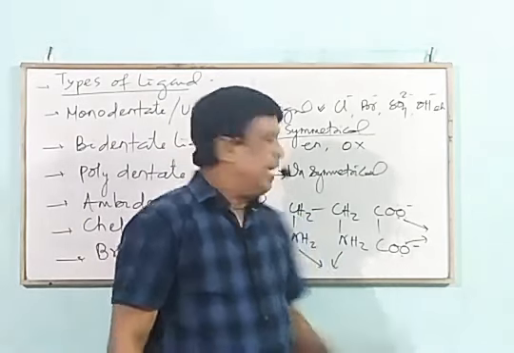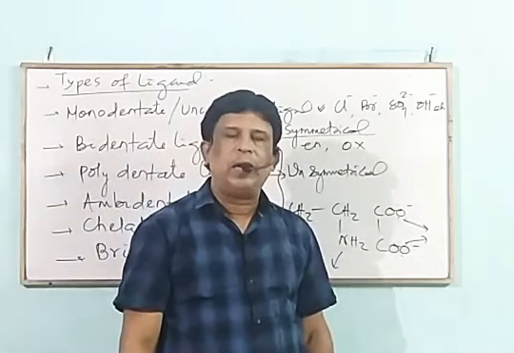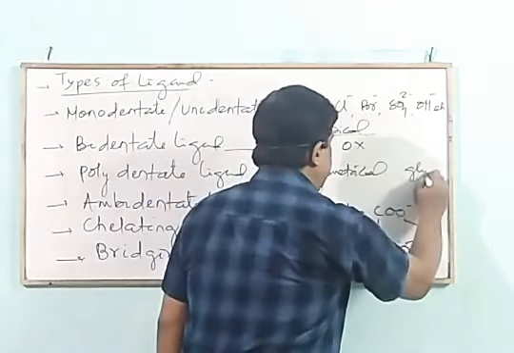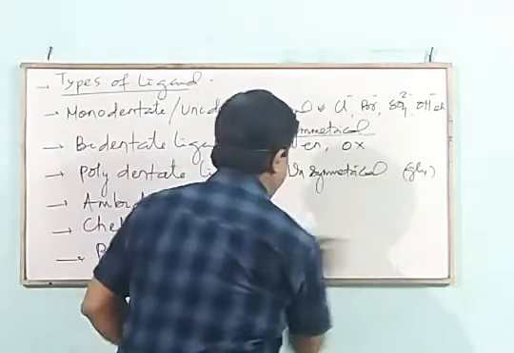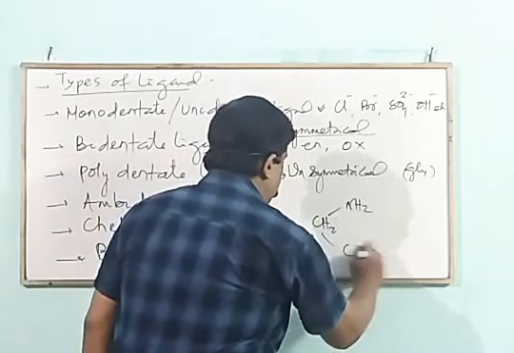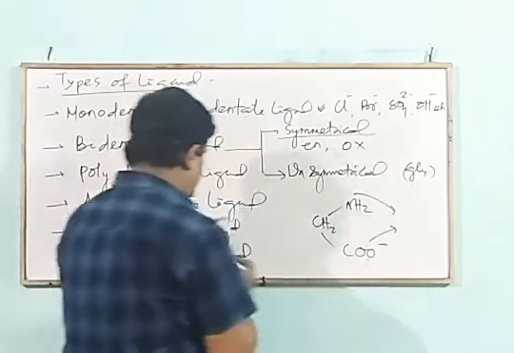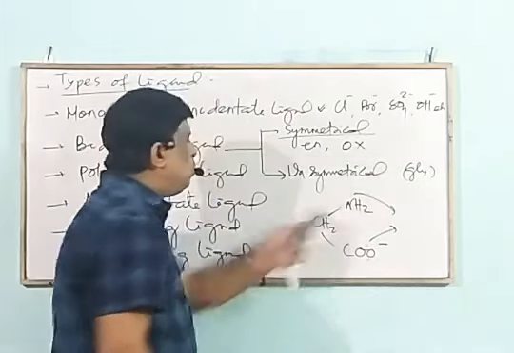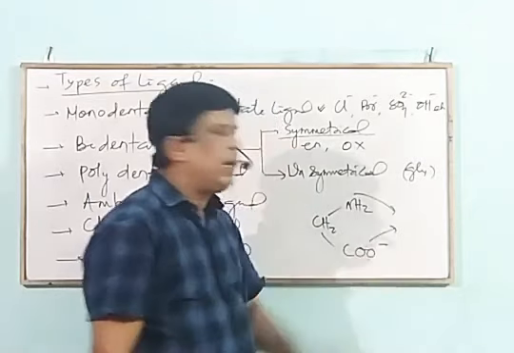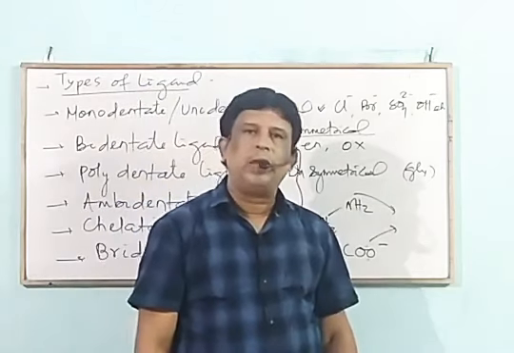On the other hand, if the two donor atoms are different, then it is known as an unsymmetrical bidentate ligand. For example, glycinate ion, GLY: NH2CH2COO minus. Mark that here the donor atom is nitrogen, and here the donor atom is oxygen. Both donate two pairs of electrons, two dative bonds, to the same metal atom, but the two donor atoms are different, so it is known as an unsymmetrical bidentate ligand.